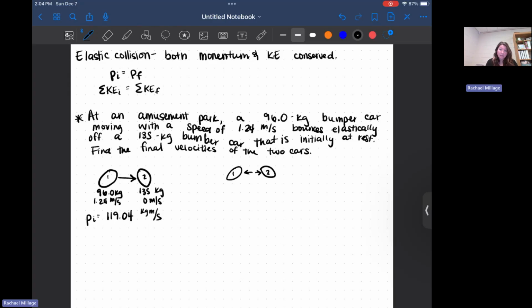The other thing is that my total kinetic energy stays the same, right? So I have to find my total kinetic energy for the system as well. Again, my second car, not moving, is not going to have any kinetic energy at all. So I only have to calculate my kinetic energy for the first car, which is 1/2 times its mass times its velocity squared. So in my calculator, I have 0.5 times 96 times 1.24 times 1.24, which gives me 73.8 joules.